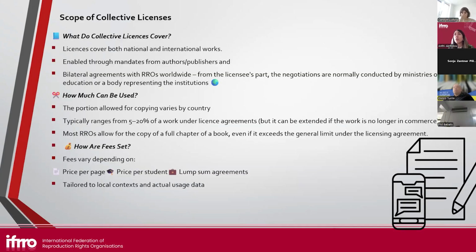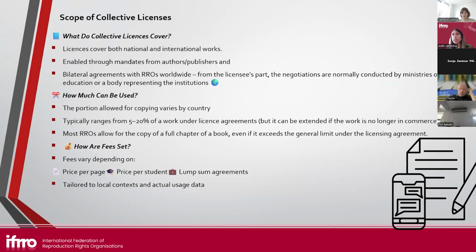Collective licenses can include rights to use both national and international works. This is made possible because authors and publishers give mandates to RROs, who then enter into bilateral agreements with other RROs worldwide. So from the licensee's perspective, usually ministries of education or representative bodies, these negotiations happen at an institutional or governmental level. And now you might ask, okay, but how much of the work can be copied under these licenses? The answer still depends on the country.